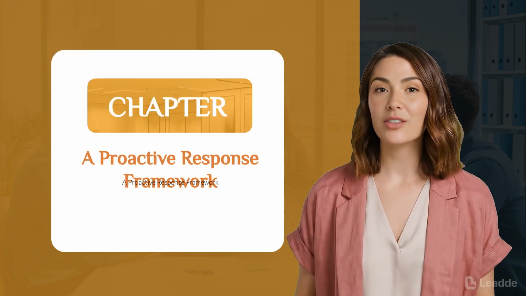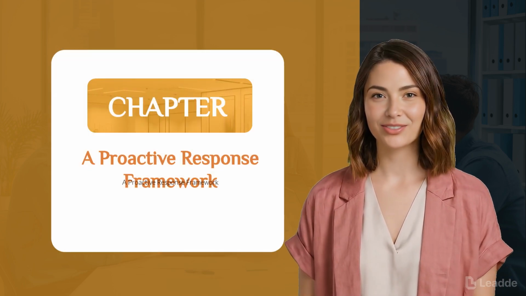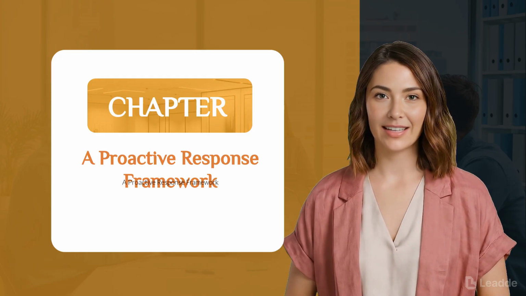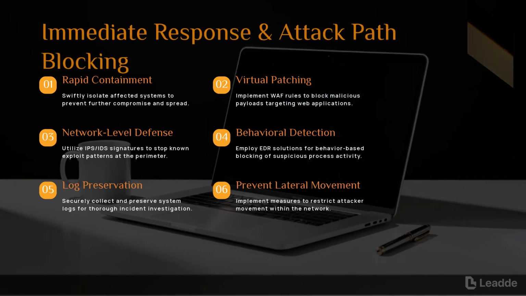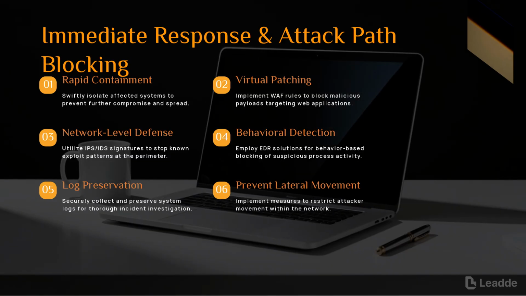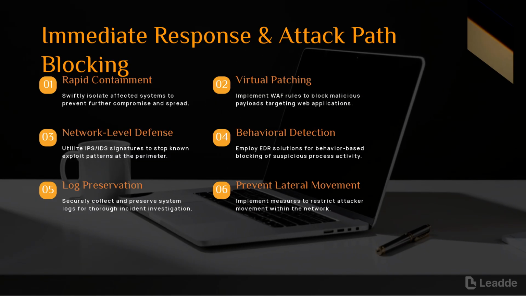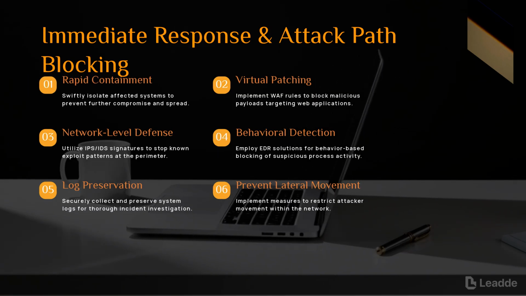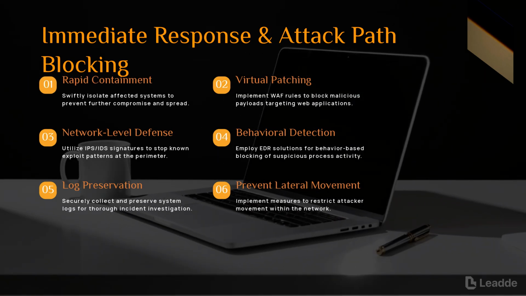Having outlined the nature of the threat, we will now turn our attention to constructing a proactive response framework to mitigate these risks. Our discussion now moves to the critical phase of immediate response and blocking the attack path. The primary action is rapid containment, which involves swiftly isolating affected systems to prevent any further compromise and lateral spread.